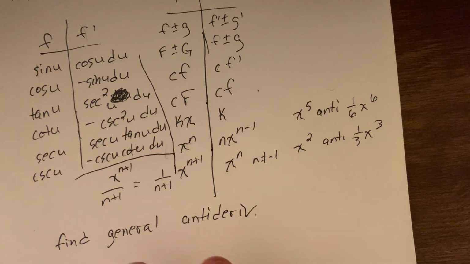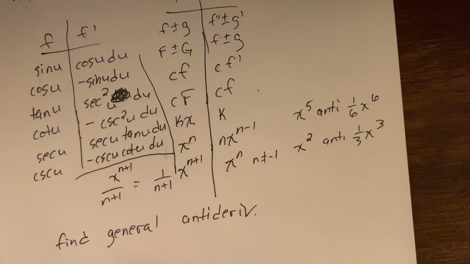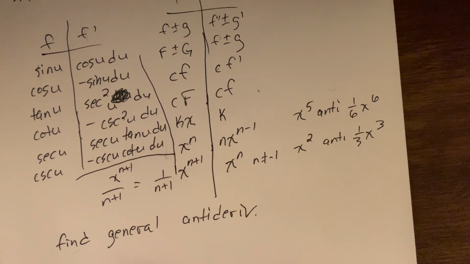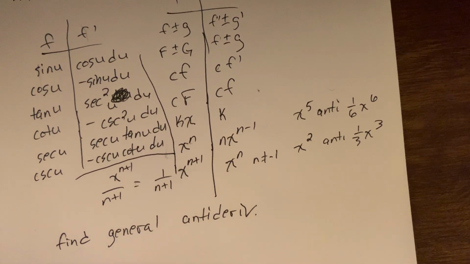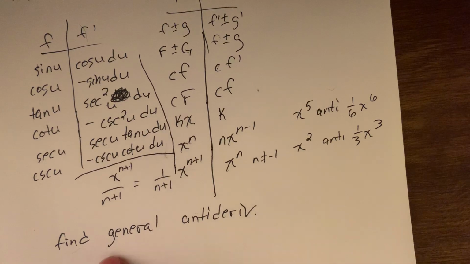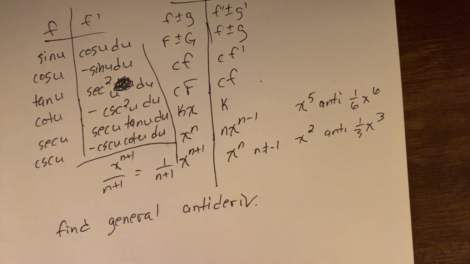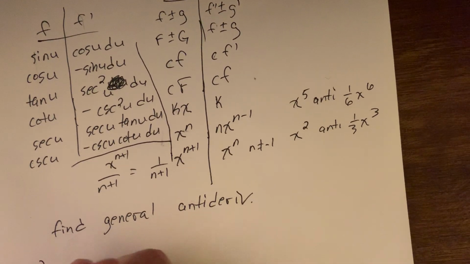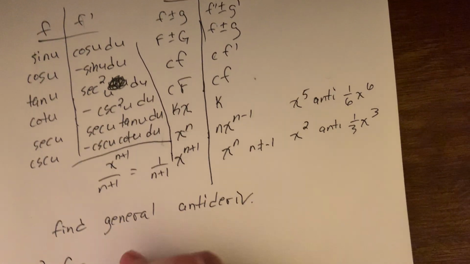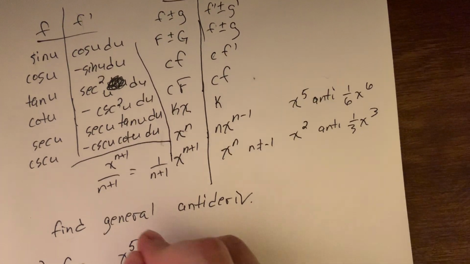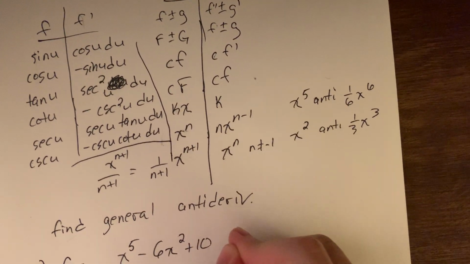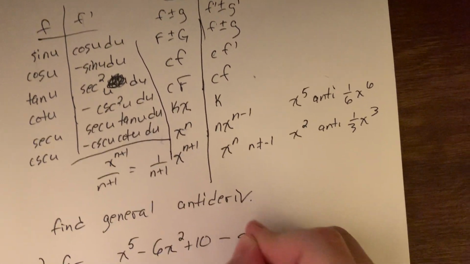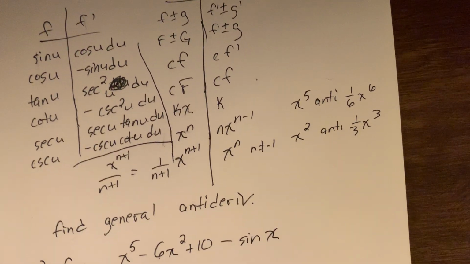Okay, so let's find general antiderivatives. I'm not even going to label functions. I'm just going to give you a bunch of expressions, and that's where we start, and we'll take the anti. We could play the games where I'm giving you f prime and you're finding f, but really, again, just the general antiderivative. So let's find the general antiderivative for number 1, for the function x to the 5th minus 6x squared plus 10 minus sine x.